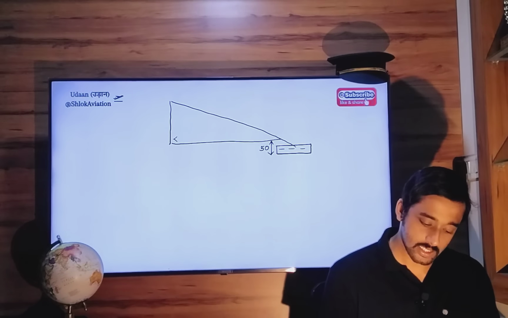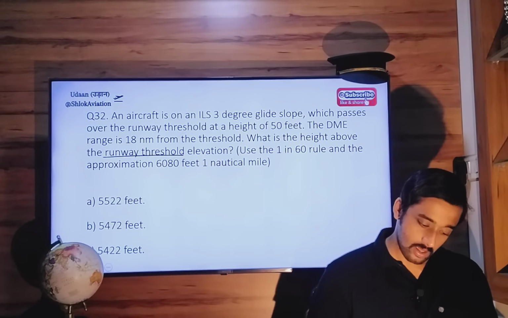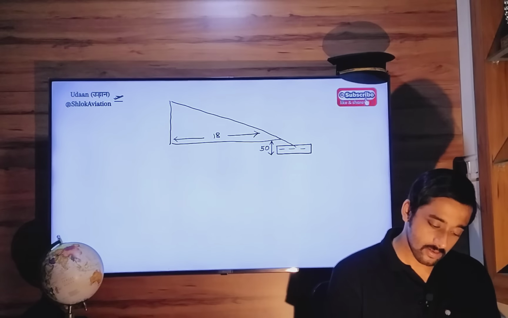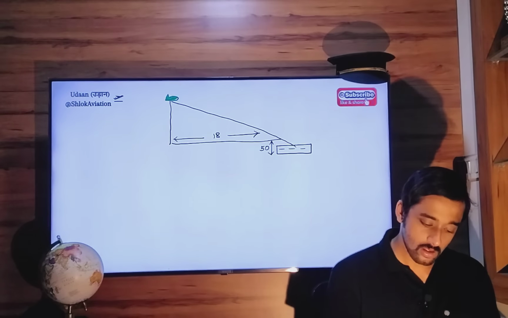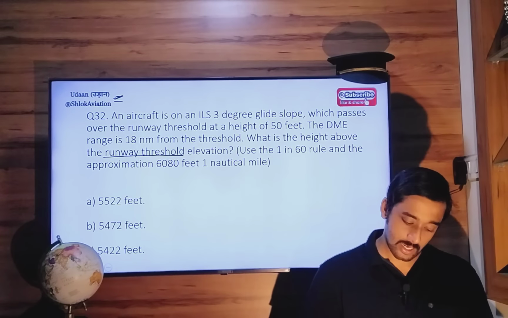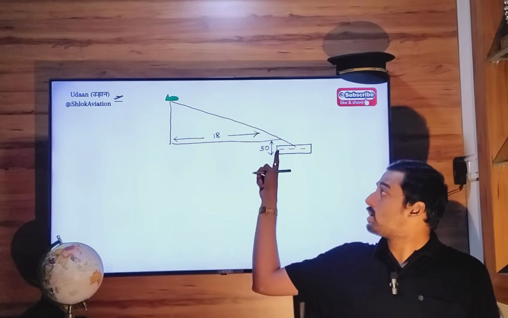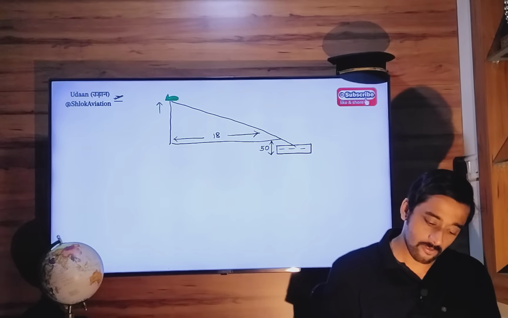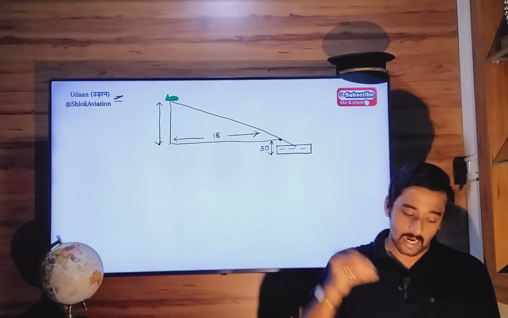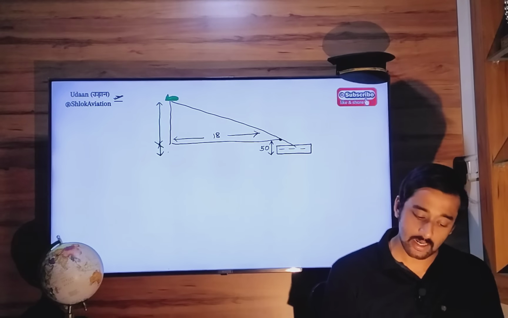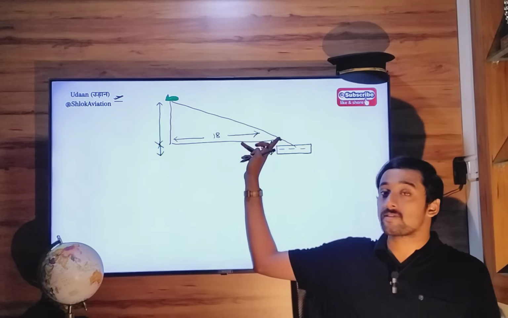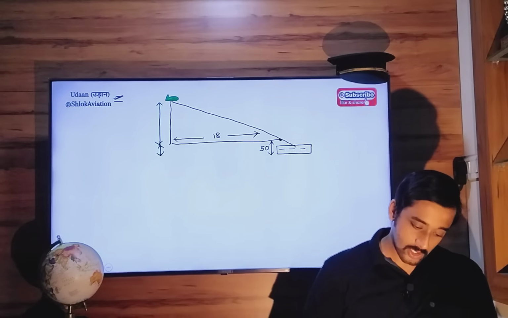The distance is 18. Plane is at what height? We have to find how high the aeroplane is above the threshold. Now threshold is this. So first we will get height of aircraft up to here from this point, and then to that height we will add this another 50 feet so as to get total vertical distance of aircraft from the threshold of the runway, not from 50 feet above the runway, from the threshold. So this will be your step 1.